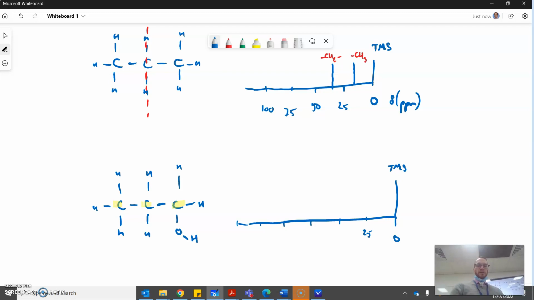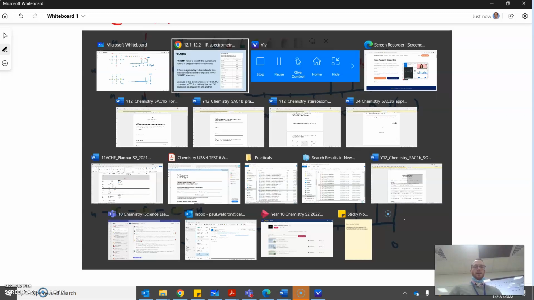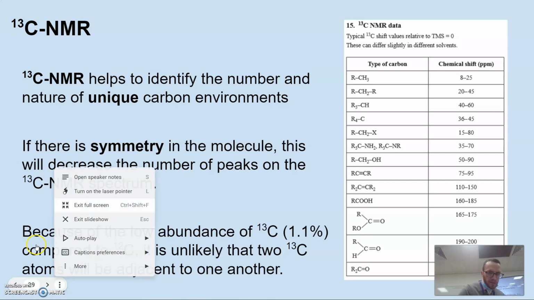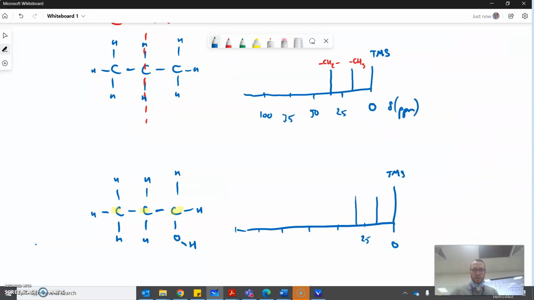There's my 25. I've got a CH3, so I'm expecting something there. I've got a CH2, so something there. And now my CH2OH occurs somewhere between 50 and 90. Right? Here's my laser pointer. So there's my alcohol, CH2OH, somewhere between 50 and 90. So there's my CH3, there's my CH2, and there's my CH2OH. Something like that.